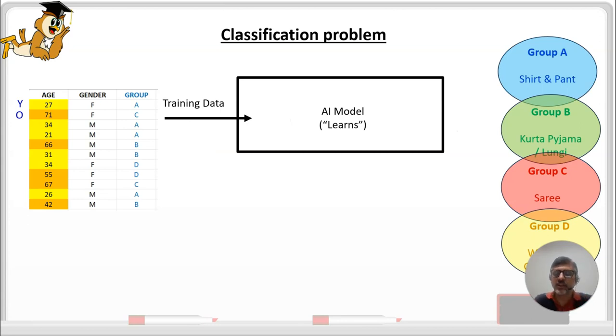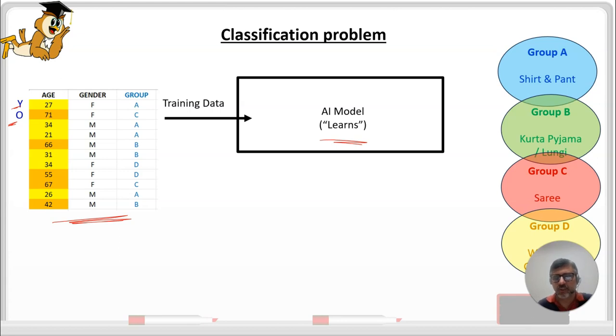Let's go to the classification problem that we have been talking about for so long. So this was your training data, right? I mean, you had age and gender and group in the simplest example that we took. This comprised your training data, and then you had the AI model that was supposed to learn, and the groups were of course based on the attire of the person. For the sake of simplicity, I am going to just classify age instead of using the number. I am just going to classify it as young and old. So anyone below 40 years of age I'll call young, anybody above 40 I'll call old, with due apologies.